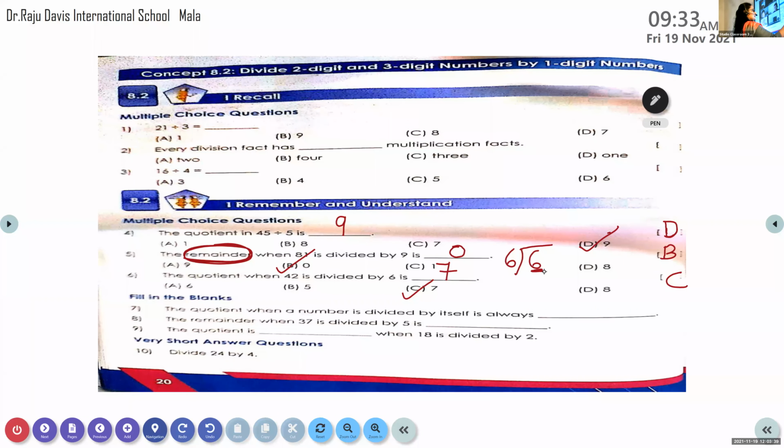6 is there in the table of 6. 6 into 1 is 6. So this middle number will go up. So the answer is 1. When same numbers are divided, we will always get 1 as the answer. Okay, good.